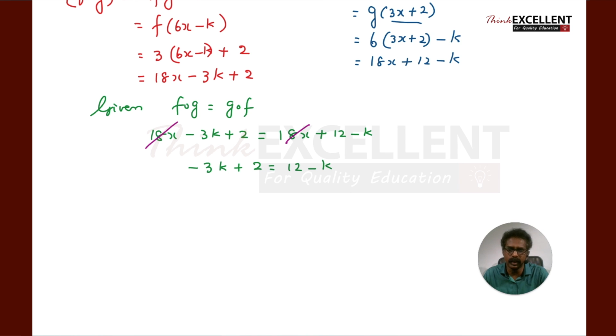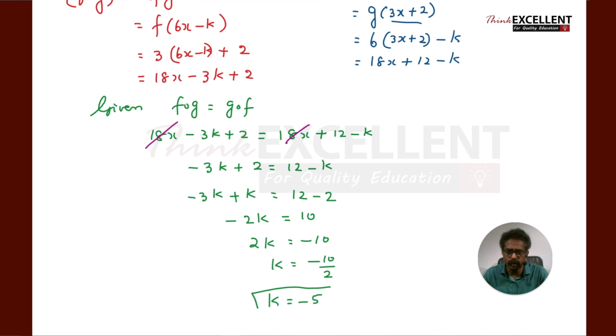Combine all the k terms together. Minus 3k plus k. Bring that minus k to the left side. Here 12, take this 2 to the right side, it becomes minus 2. So you are getting minus 2k equal to 10. Change the sign on both sides. So 2k is equal to minus 10. K is equal to minus 10 by 2. You are getting k is equal to minus 5. This is what they asked us to find, right? Find the k value so that F composition G and G composition F are equal.